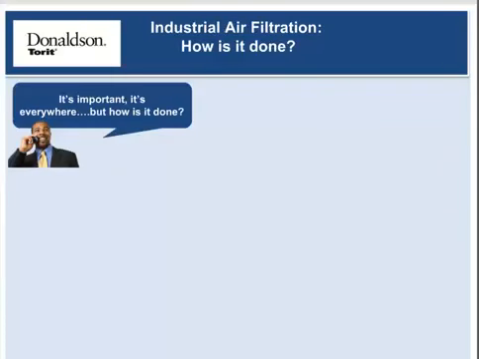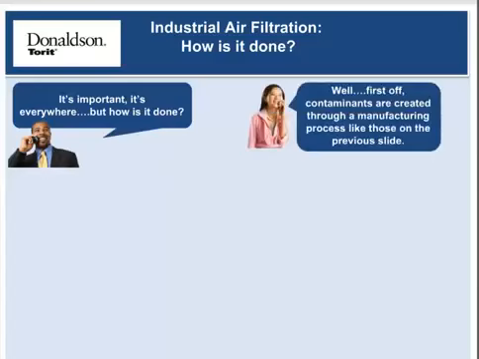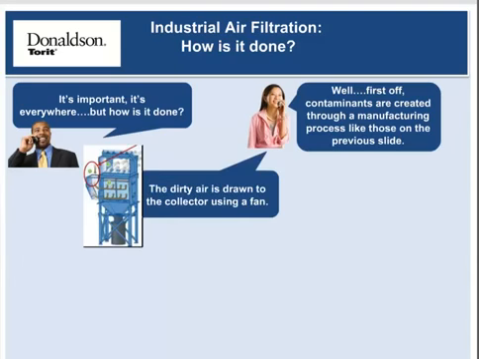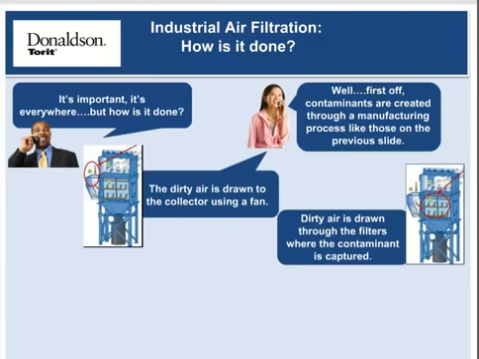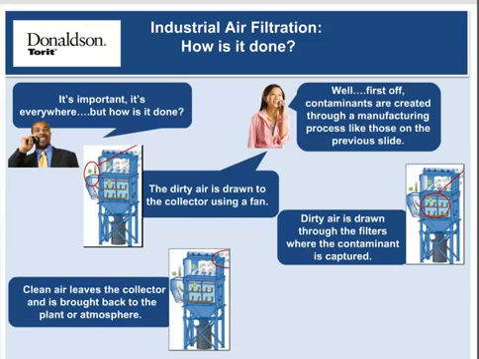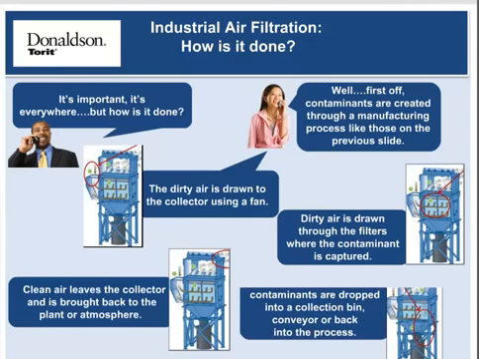It's important. It's everywhere. But how is it done? Well, first off, contaminants are generated through a manufacturing process like those on the previous slide. The dirty air is drawn to the collector using a fan. Dirty air is drawn through the filters where the contaminant is captured. Clean air leaves the collector and is brought back to the plant or atmosphere. When the filters are clean, contaminants are dropped into a collection bin, conveyor, or back into the process.